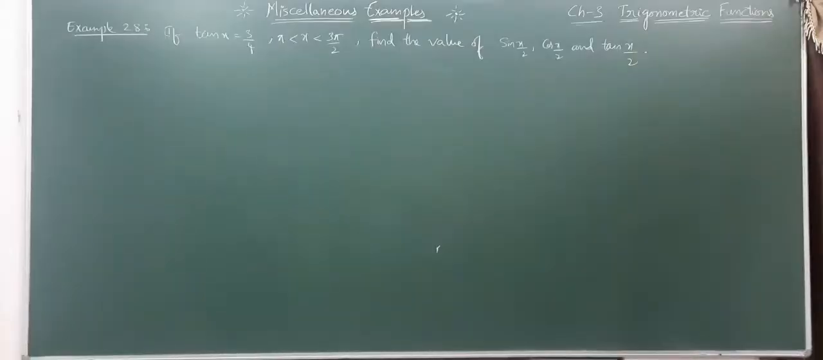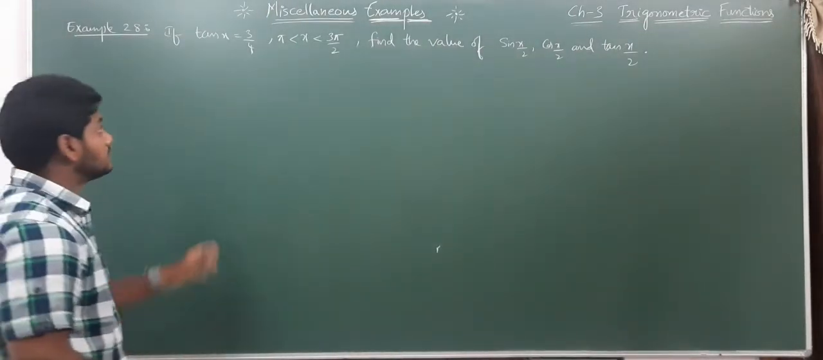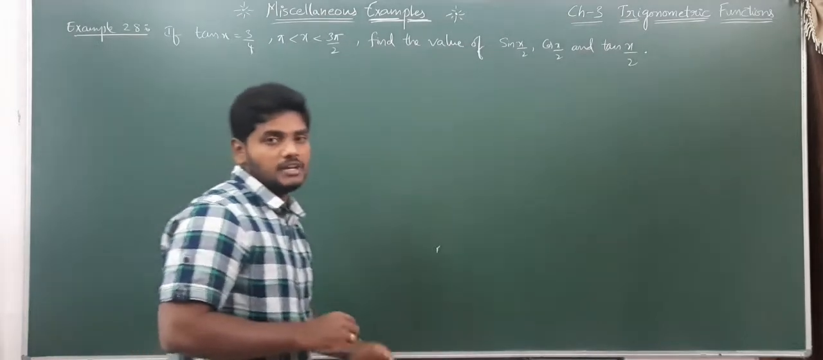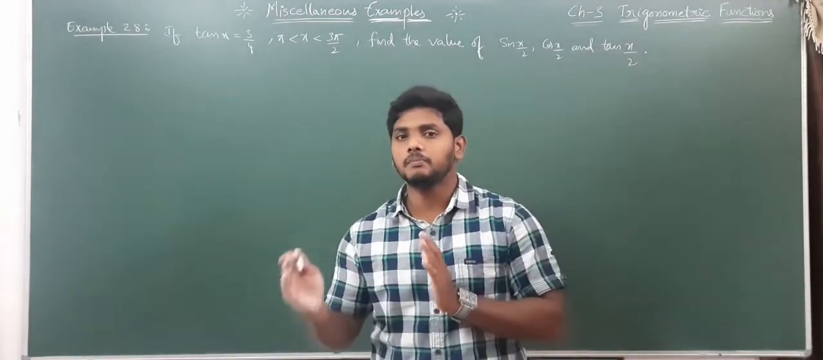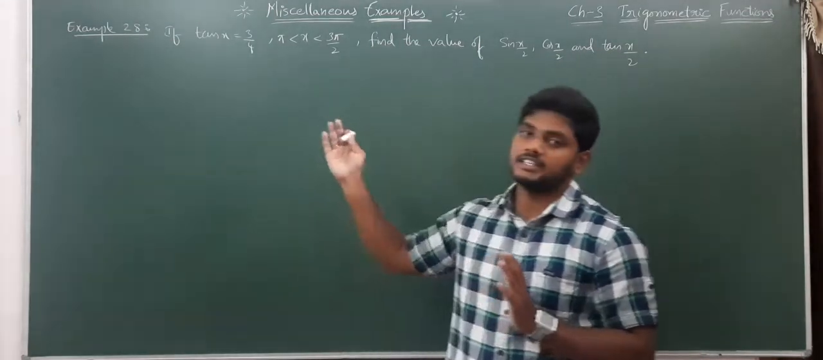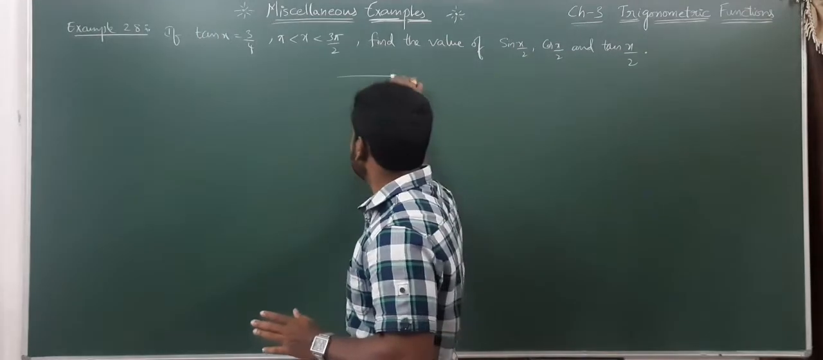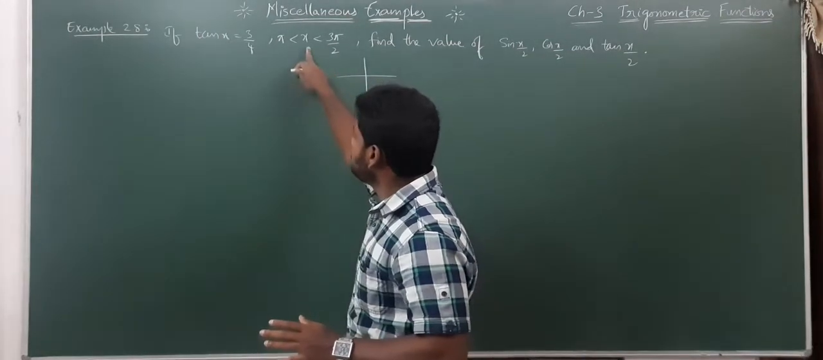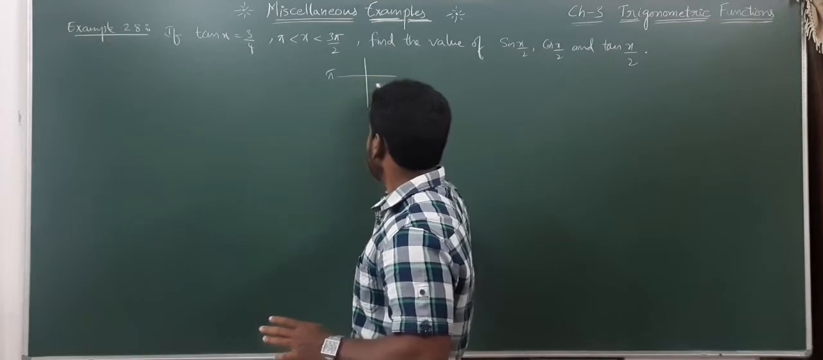Next, example number 28 in your textbook. If tan x equal to 3 by 4, and x is greater than pi, less than 3 pi by 2. Nothing but what they have given: x lies between pi and 3 pi by 2.